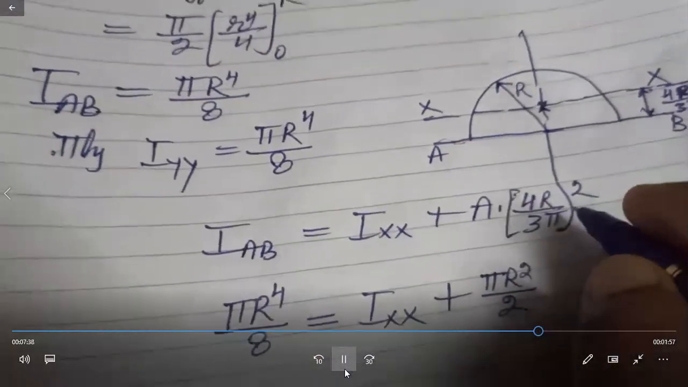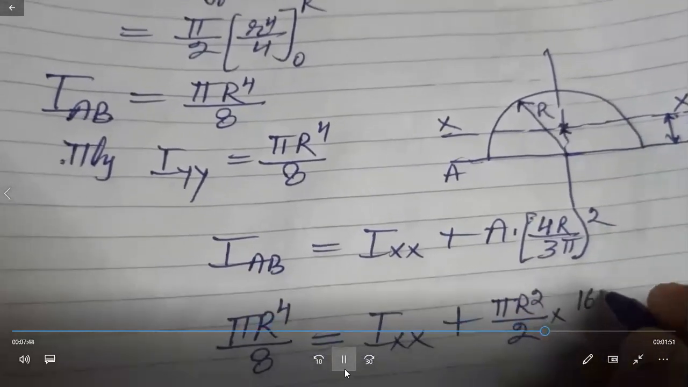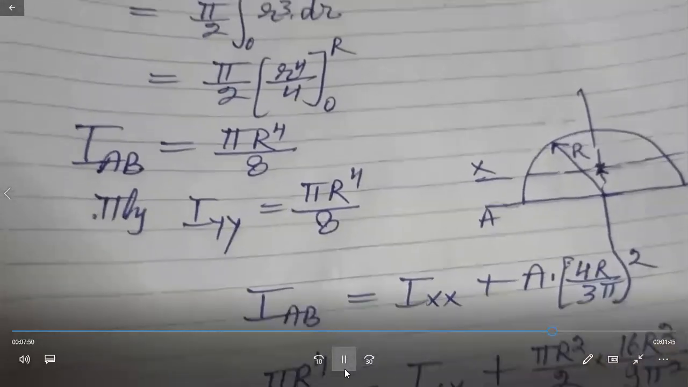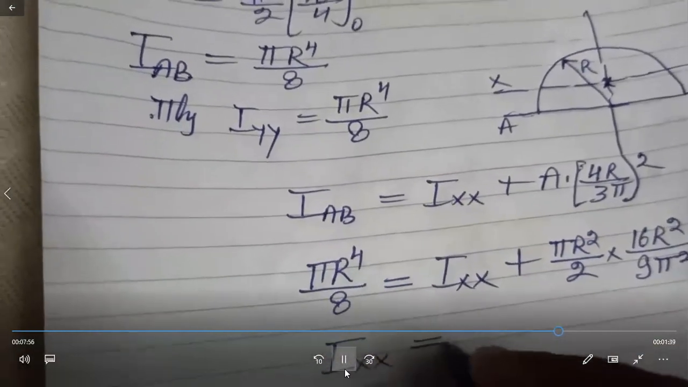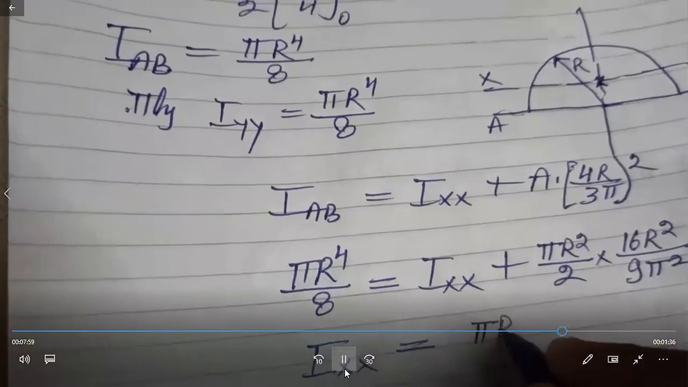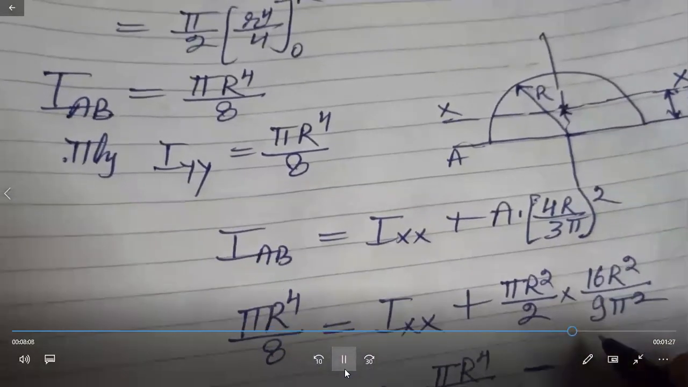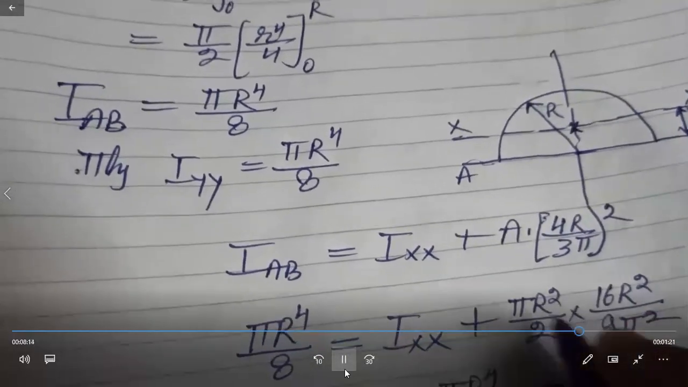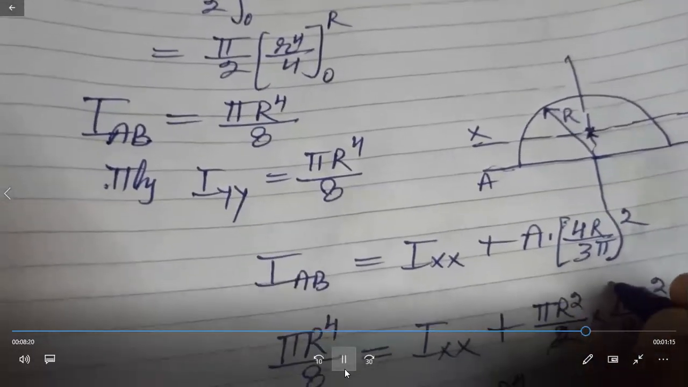Pi r square by 2. And now on squaring it, 16 r square upon 9 pi square. So this will give Ixx is equal to pi r to the power 4 upon 8 minus this r to the power 4 and this 16. This 2 cancels with this 16 by 8.